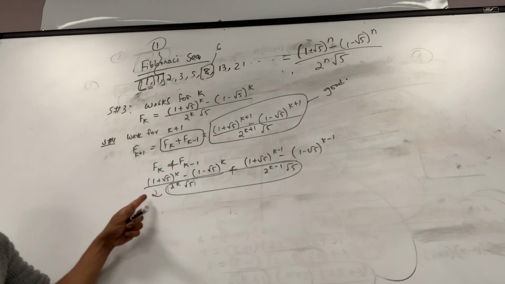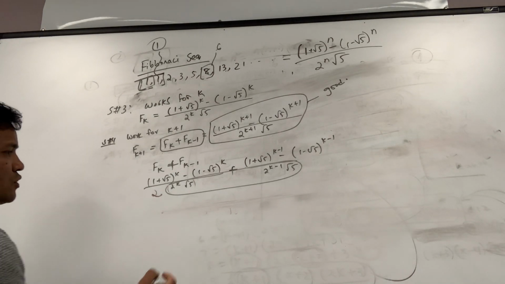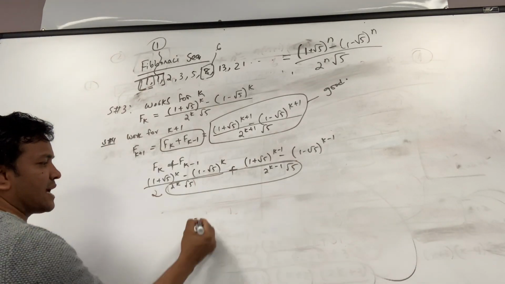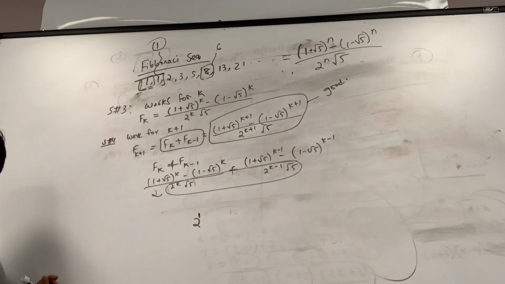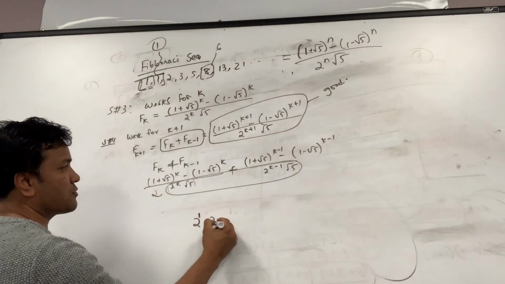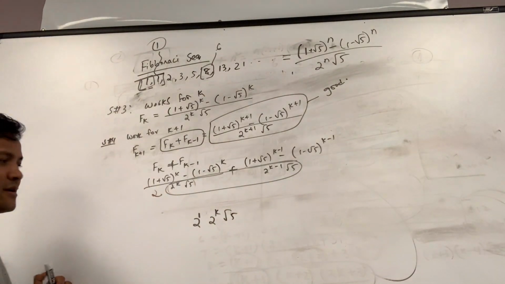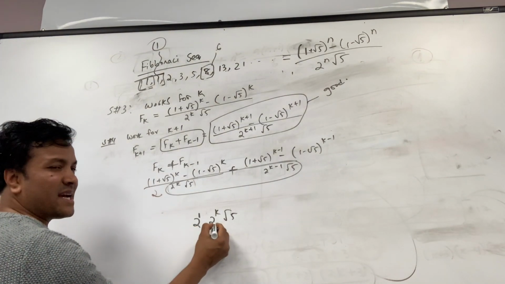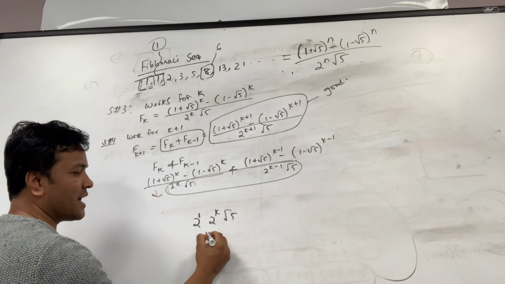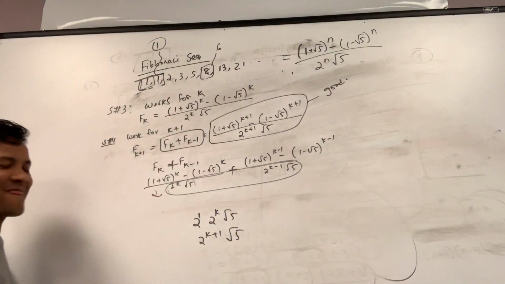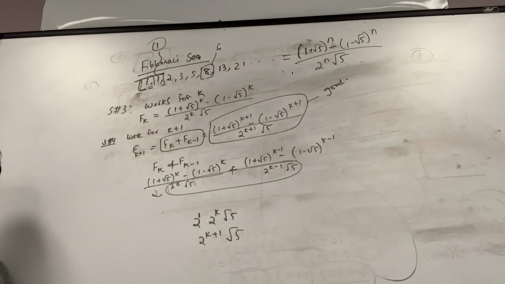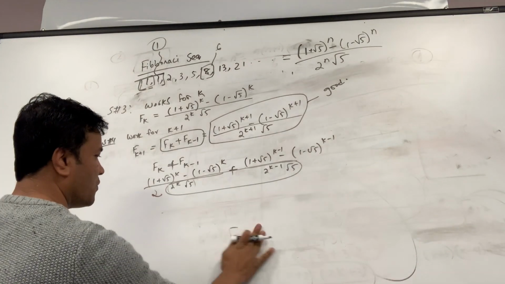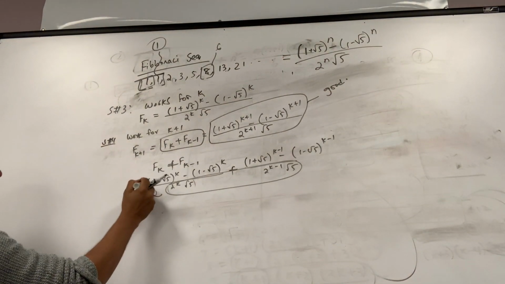Okay, if we do by 2, look what happened. 2 can be written as that, right? And then we have 2k root 5, right? Let's see, their base is 2 and their base is 2. 2k plus 1 root 5. Yeah, you add the exponent. Okay, so you see that? Yes. So we multiply top and bottom by 2.